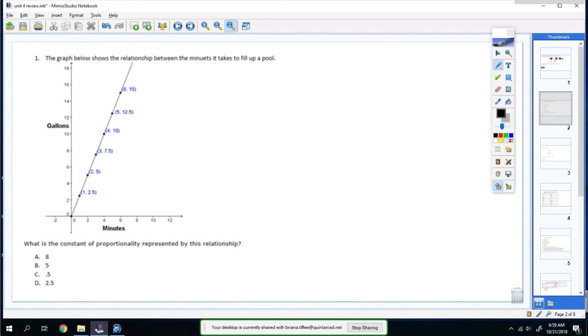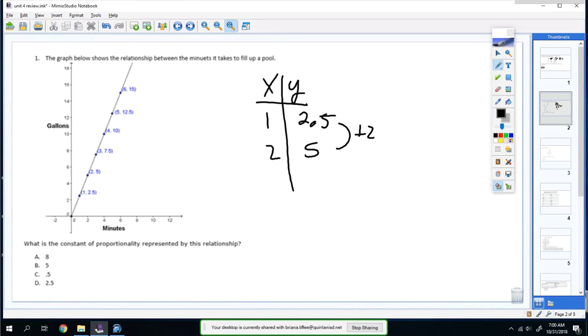All right, the graph below shows the relationship between the minutes it takes to fill up a pool. What's the constant of proportionality of this relationship? So y'all can do rise over run to find the constant of proportionality, or as I like to do it, I like to put it into a table. So my X is 1, 2, and then this is 2.5, and that's 5. So when Y changes, it adds 2.5. When X changes, it adds a 1. So 2.5 over 1 equals 2.5. And I know it's a proportional relationship because it goes through the origin. So the answer is D.